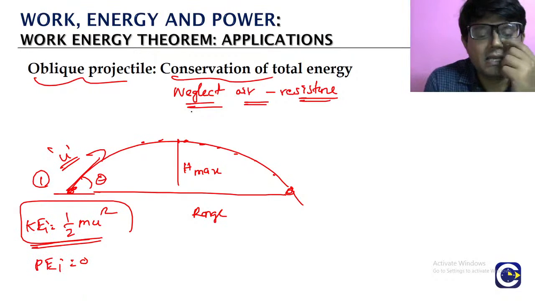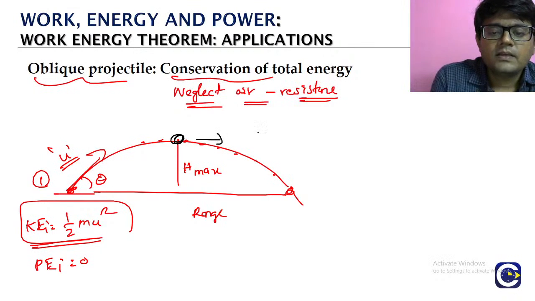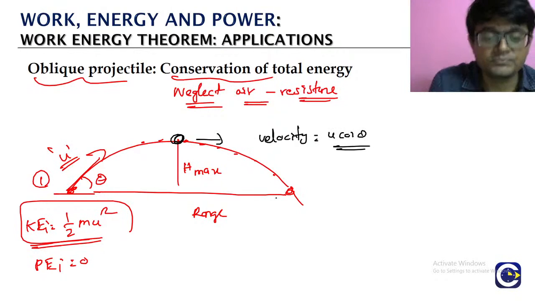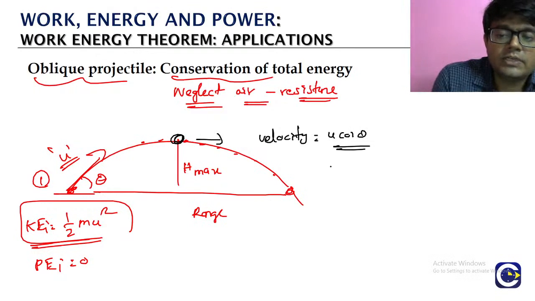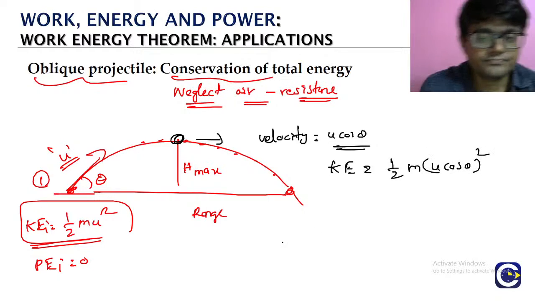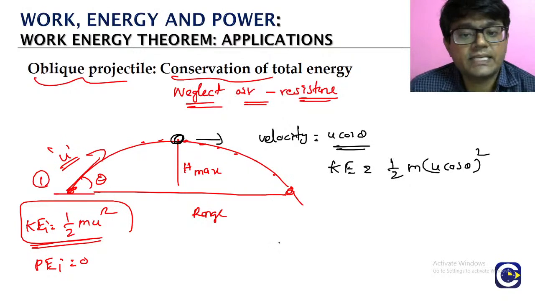Next point, look here. If you look at this maximum height point, the total velocity will be only the horizontal component. What is the value? u cos theta. So here, what is the kinetic energy? Half m into u cos theta the whole square. What is the kinetic energy value? Half m into u cos theta the whole square.